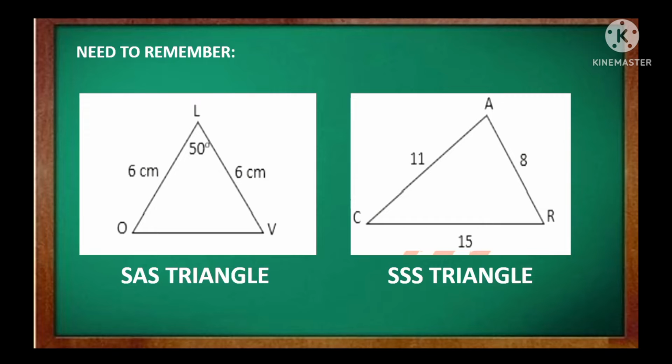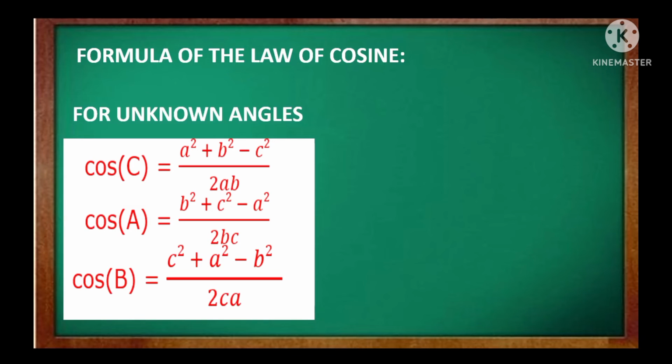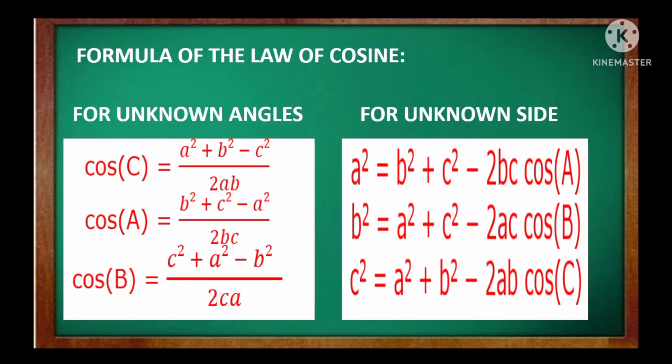So, dapat lagi nating i-analyze yung triangle. So, if it is an SAS or an SSS, so law of cosine yung gagamitin natin. So, now let's recall the formula of the law of cosine. Here is the formula for the unknown angles and here is the formula for the unknown side of the oblique triangles. So, magkaiba po yung formula ng angles at formula ng sides sa law of cosine.